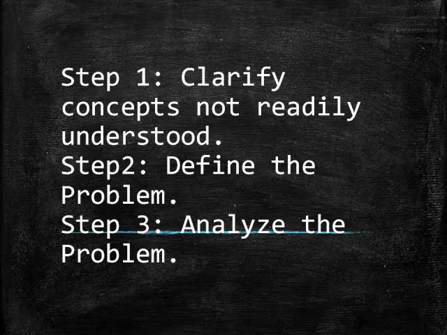The first step is to clarify the concepts not readily understood. So in this step, the group will read over the case study, and if there are any concepts or words that they don't know, then they would clarify these. In step 2, the group would then define the problem. So they'll look at the case study and try to figure out exactly what is the problem that they're trying to solve. And in step 3, they're going to analyze that problem.